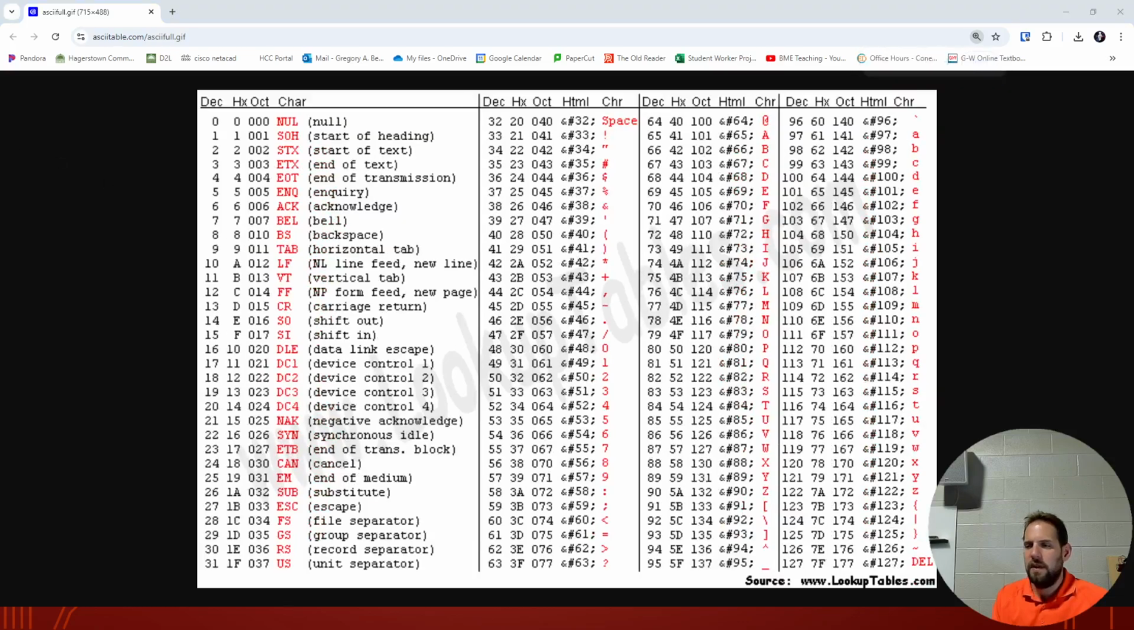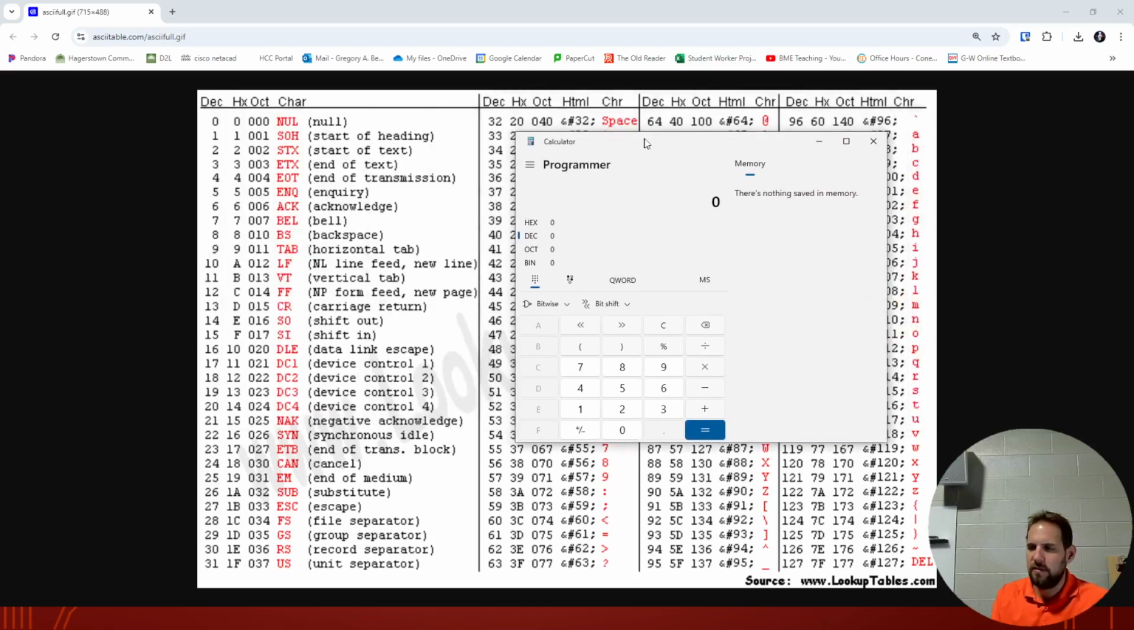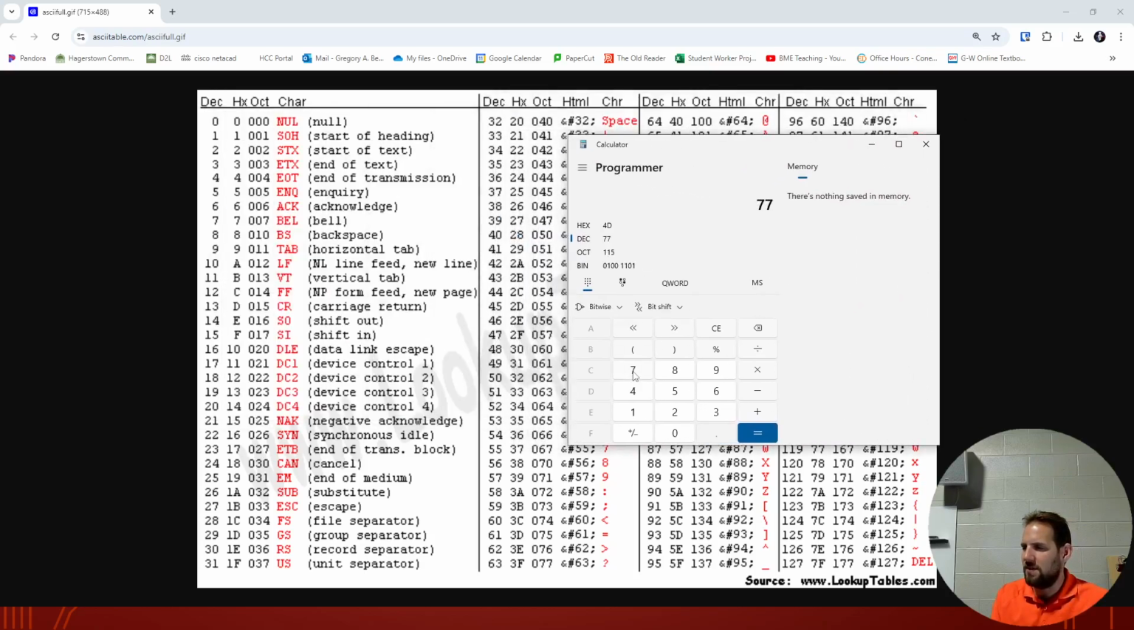There we have the ASCII table. If you wanted to send a letter M, that would be the equivalent of 77. If we convert 77 from decimal, I'm running the Windows calculator, you can see in binary that's 01001101. So that would be the conversion.